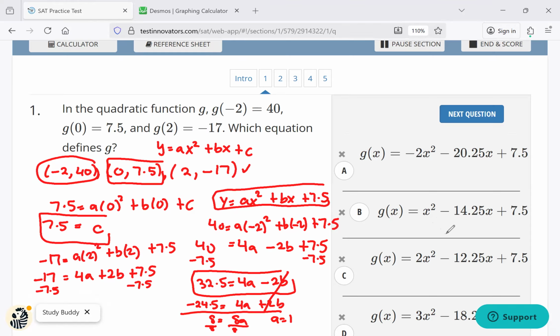You can also find the b by substituting a into this equation, this one. But because you have a time limit, you can just pick the best one. So it's this one because your a is 1 and your c is 7.5. There's no other choice that has an a of 1 and 7.5. Okay.